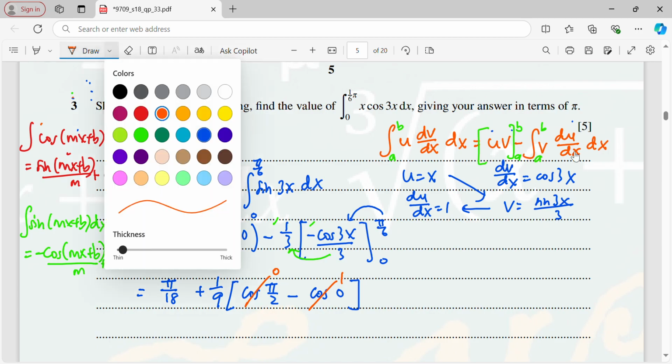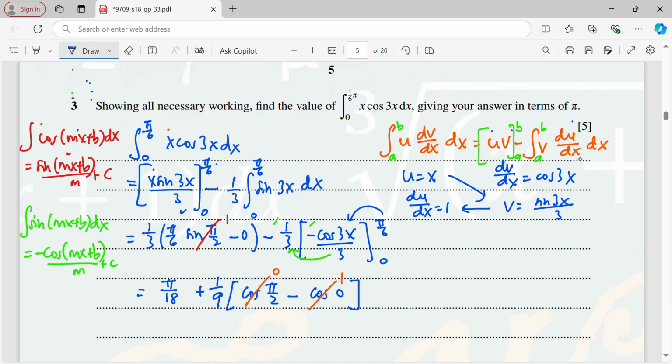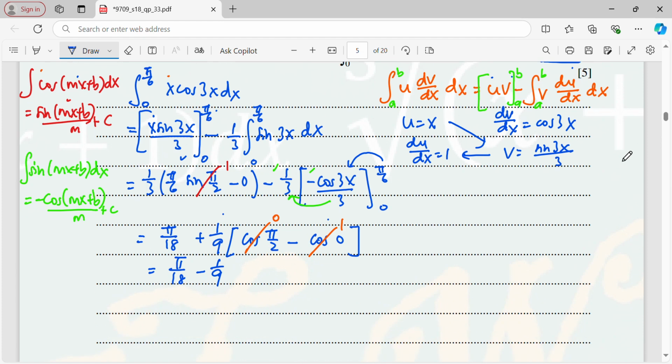So therefore, the question here says show or find the value in terms of pi. That means now here I will be getting pi over 18. So this 1 over 9 times minus 1, that is minus 1 over 9. So from here, to get the simplest form, you can just factorize a common denominator. That is 1 over 18. Then I will be getting pi minus 2. So that is the solution of this question.